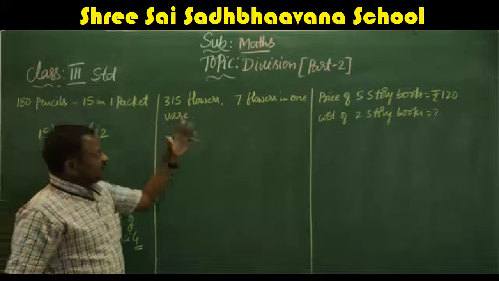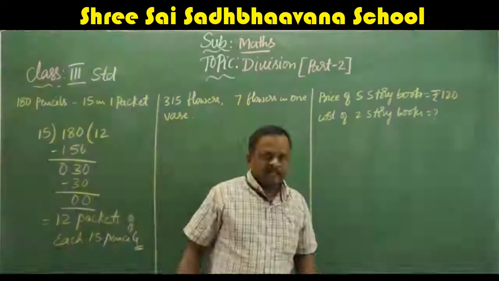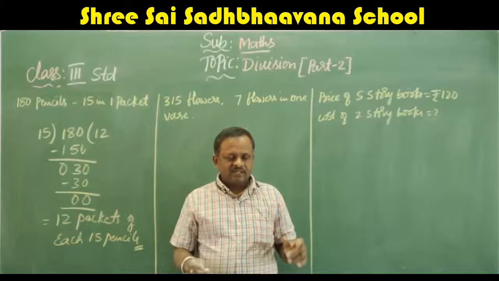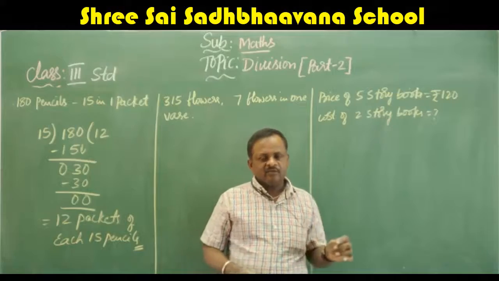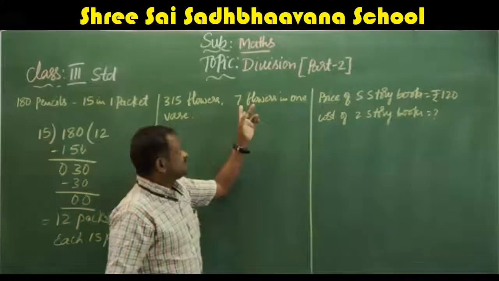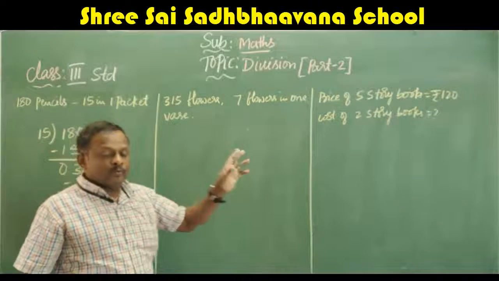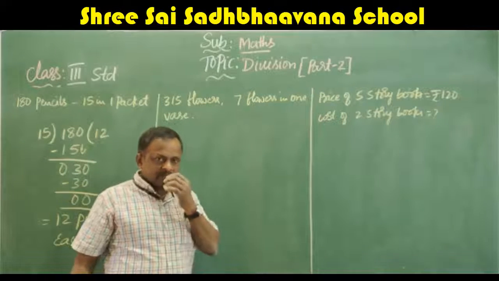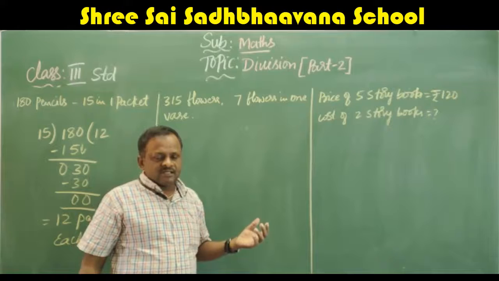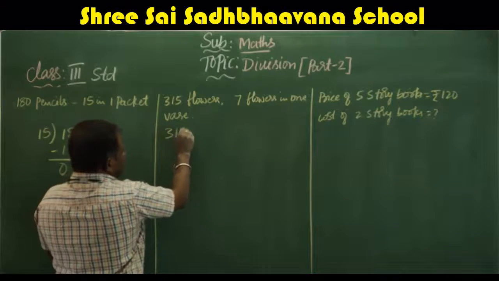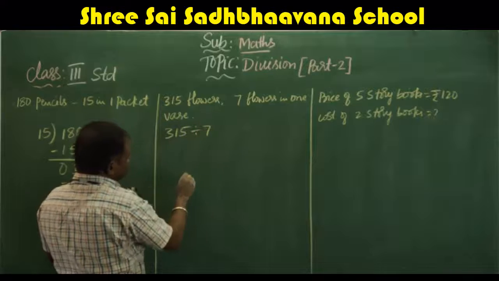Next come to here. 315 flowers are there. They make some flower bouquets or fill some vases. They have to keep 7 flowers in one vase. Then how many vases are required? Number of vases required is equal to 315 divided by 7.